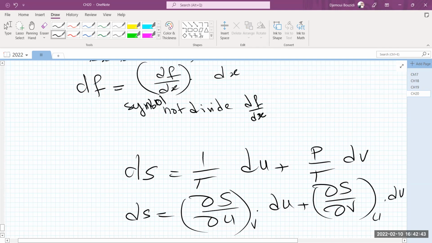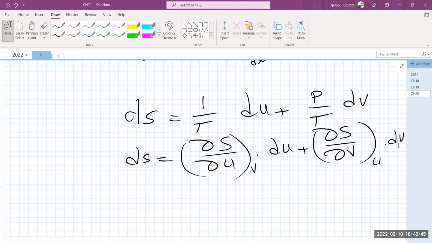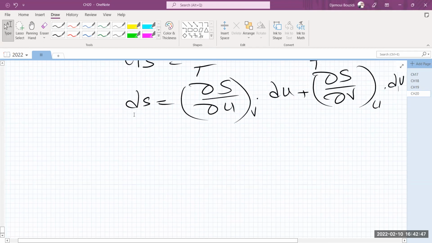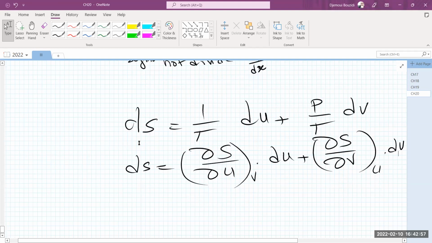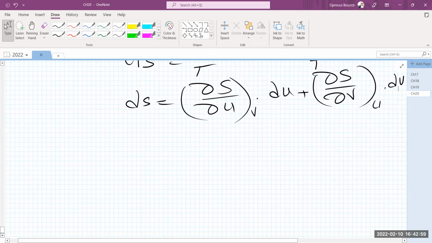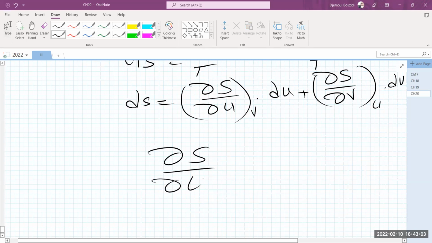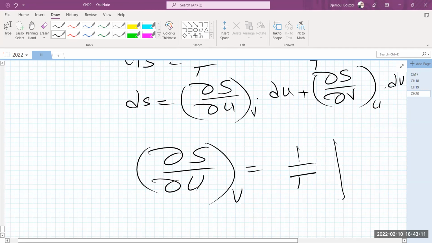Obviously, from this expression, the temperature and this ratio are the same. These are the same expression. This is using calculus if the function S depends on U and V, and this is from the thermodynamic relationships that we started with. So in here, it means that the derivative of the entropy with respect to U is related to the temperature this way. So this is an important result.